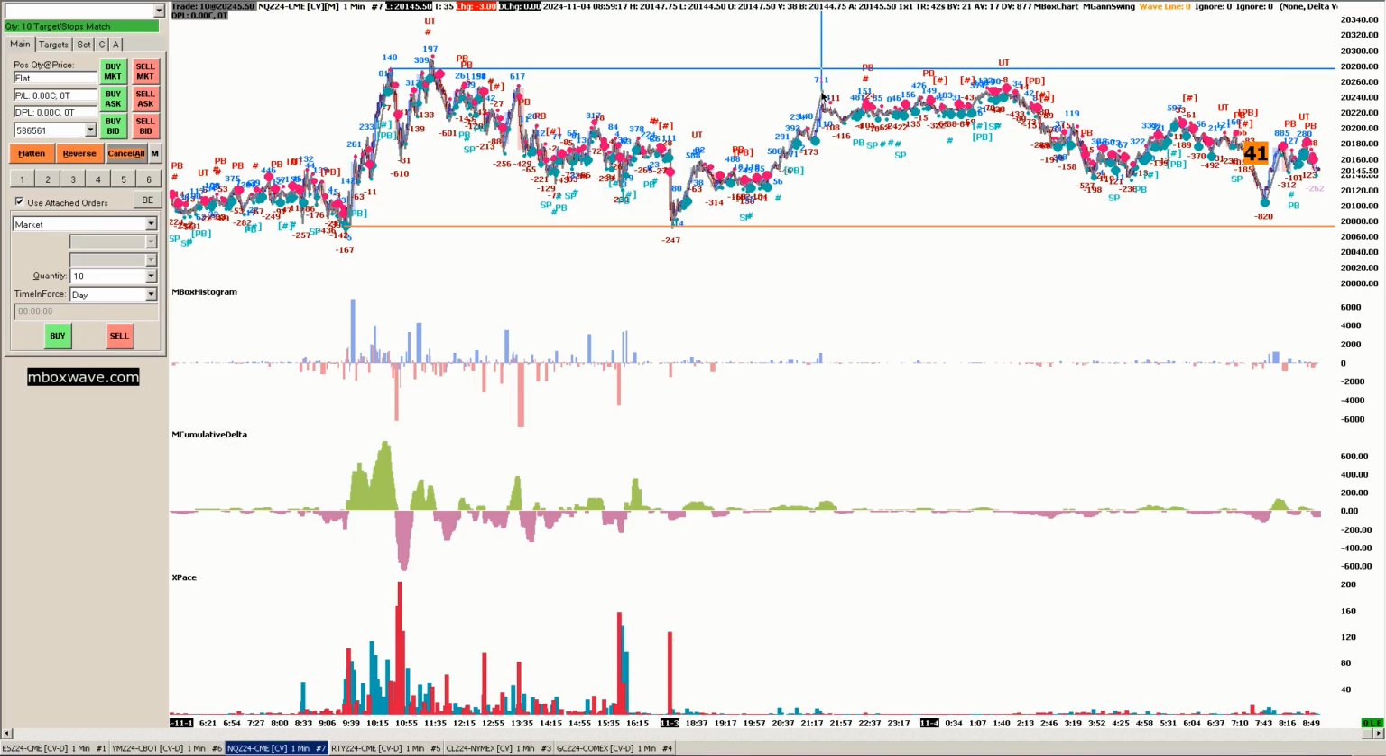That could be drawn going forward this way as well, just to give an idea of the parameters of where price can go and maybe get stuck or not.